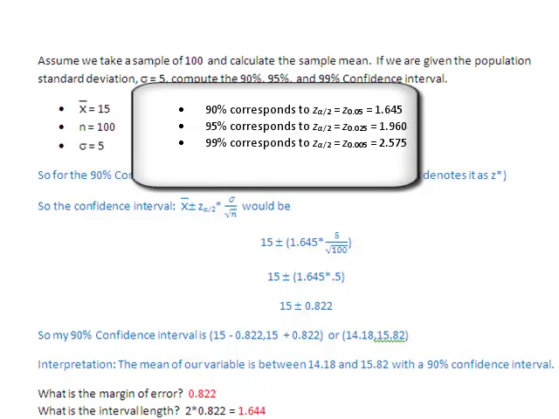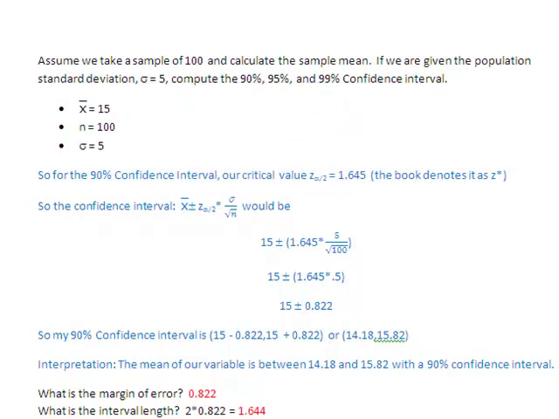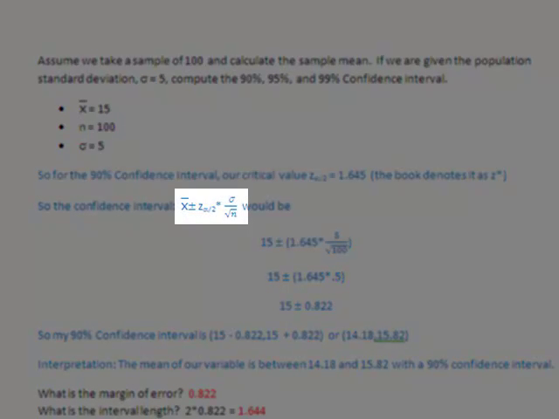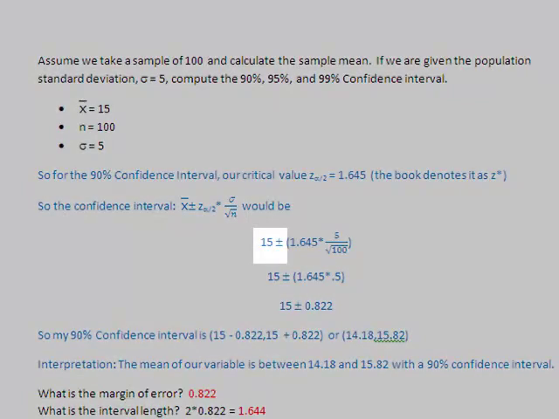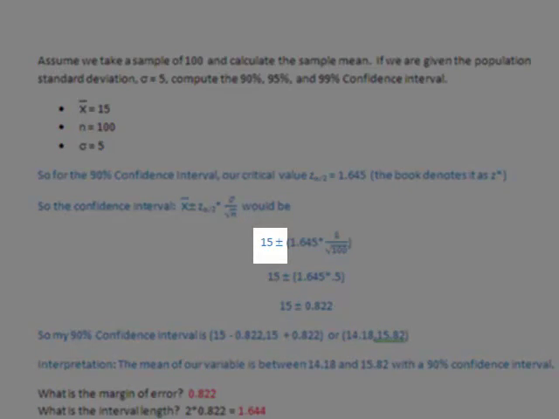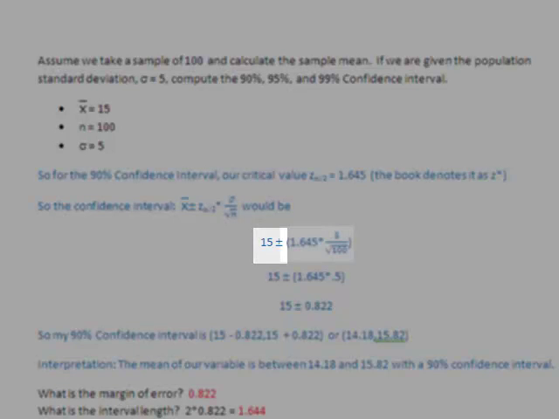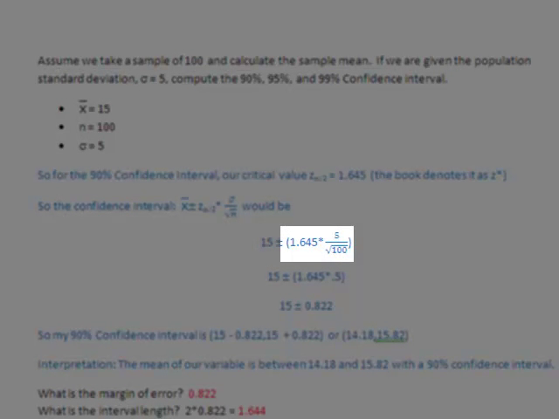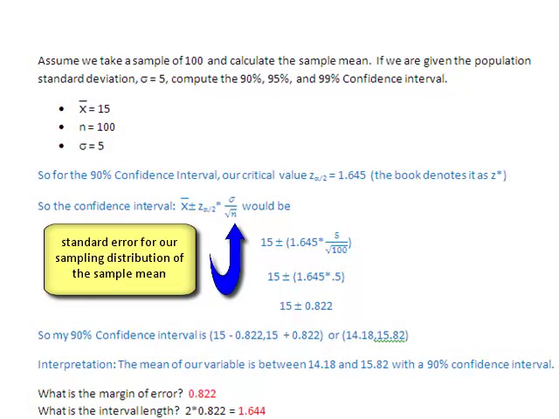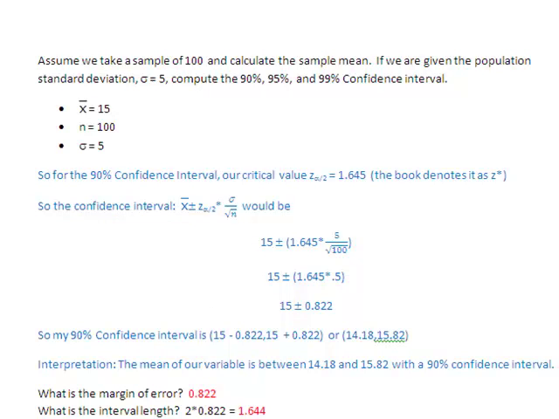So remember, with a confidence interval, given the information that we're given, we take our estimate and add and subtract the margin of error. So here's our x bar, plus or minus, and here is the margin of error. It's the critical value times, and what is that number? Sigma over the square root of n. We call that the standard error of our sampling distribution. So our margin of error is nothing more than the critical value times the standard error.